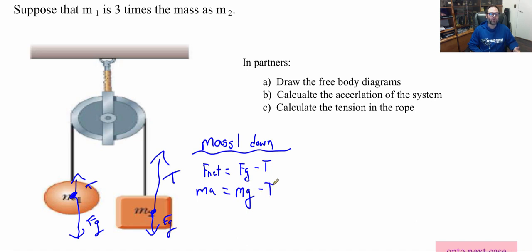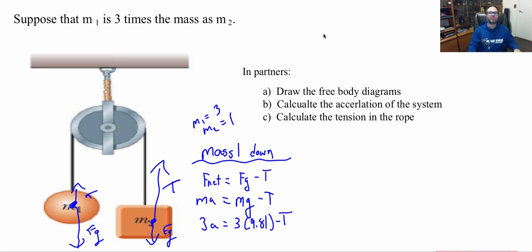Now I also know that mass 1 is 3 times that of mass 2. So therefore I could give mass 1 a value of 3 and mass 2 a value of 1. So in this case here I'm going to say 3 times acceleration is equal to 3 times 9.81 minus my tension. So now let's look at my second half, mass 2.